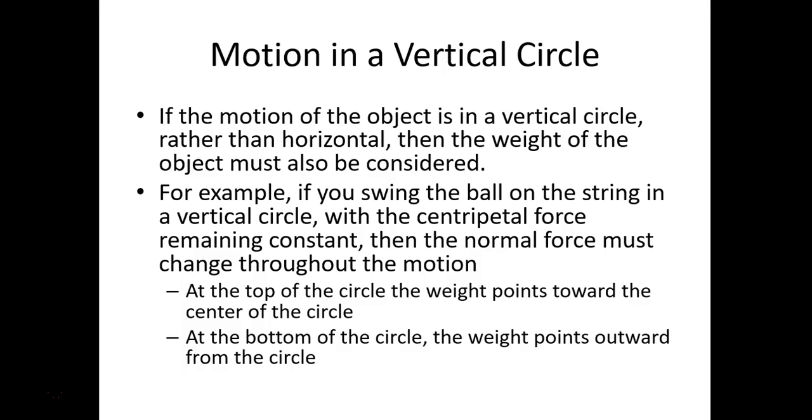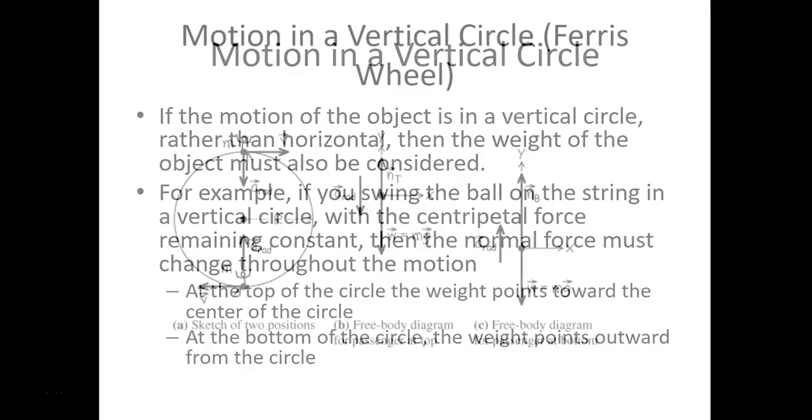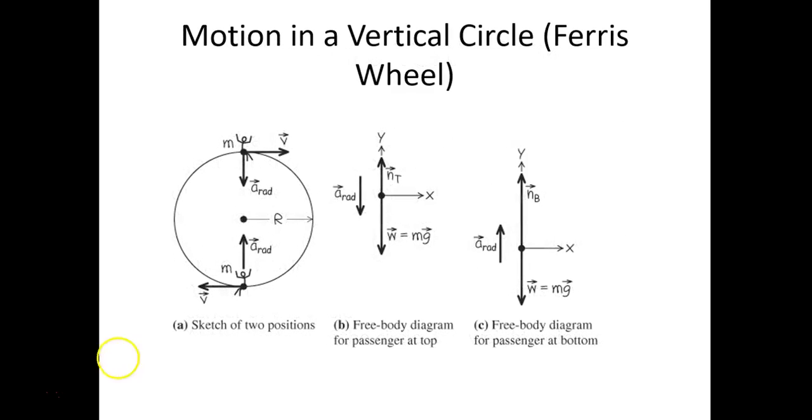At the top of the circle, the weight is going to point toward the center of the circle. And at the bottom, the weight's going to point outward from the circle. And so you get a situation that looks like this. At the top of the vertical circle, a Ferris wheel for example, the radial acceleration always points towards the center of the circle. His velocity will be this way, but his weight is also pointing downwards toward the center of the circle. And so the radial acceleration and the weight are in the same direction.